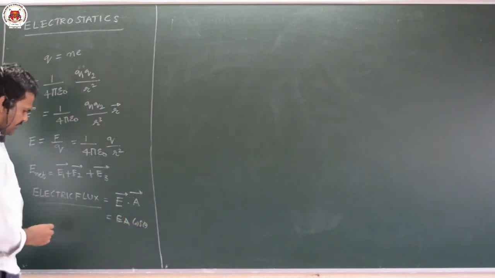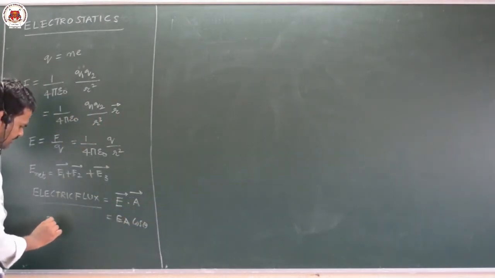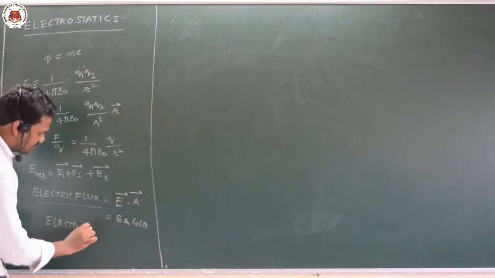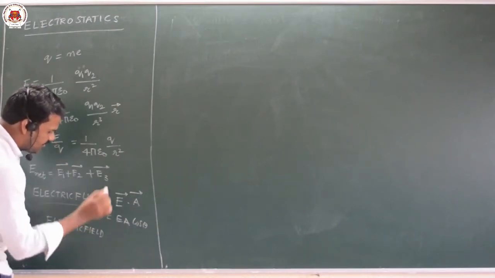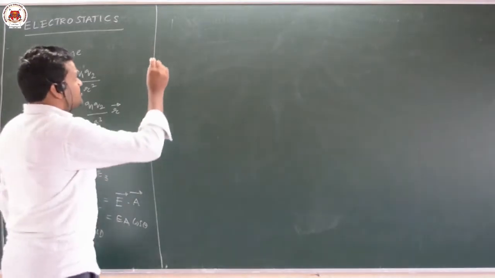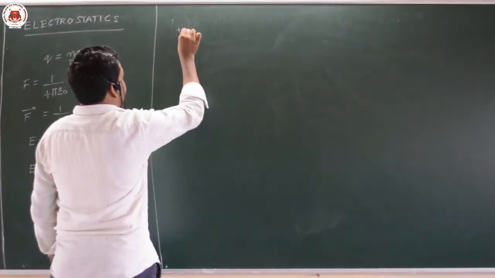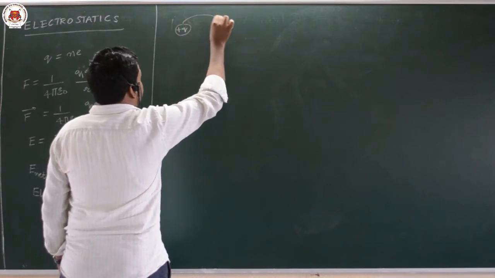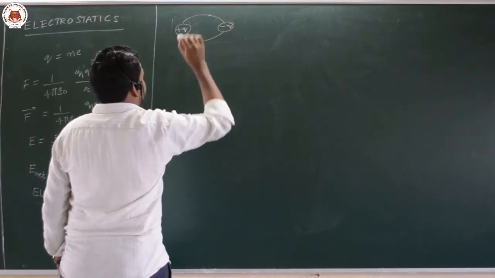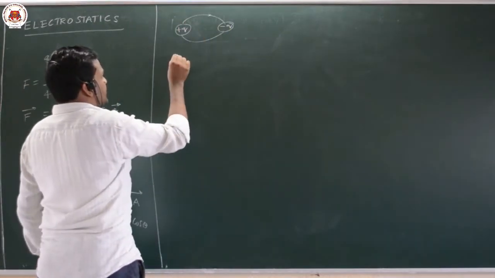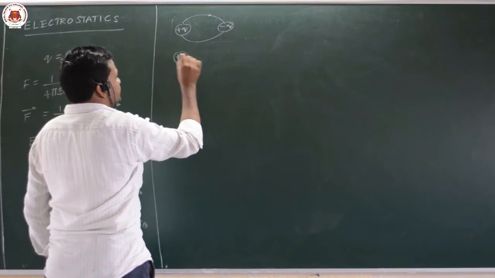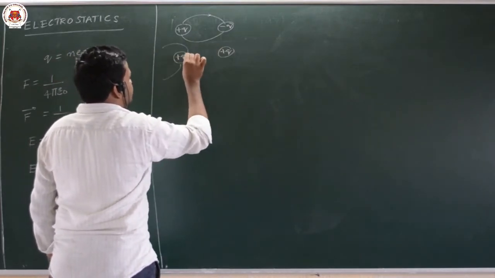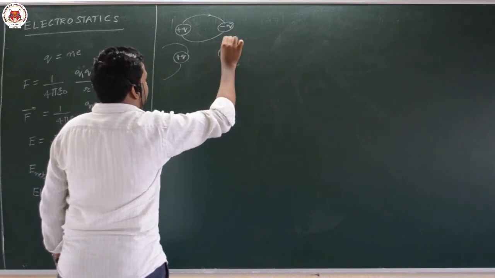And what is the meaning of electric field line? Electric field line is the path followed by the unit positive charge. If a positive and negative charge are there, electric field lines will start from the positive charge and end in the negative charge. If two positives are there, electric field lines will be in this direction, like this. They will get repelled like this.